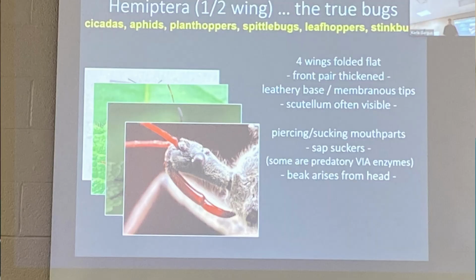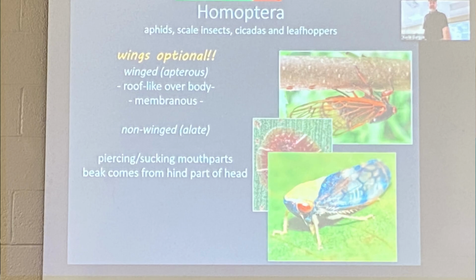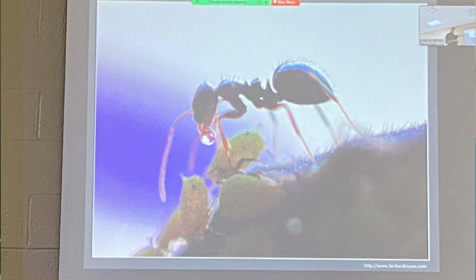Hemiptera, half a wing, the true bugs. Cicadas, aphids, stuff like that. 4 wings folded flat, front pair thickened, leathery base, membranous tips, piercing and sucking parts. They host on woody deciduous ornamentals. Homoptera are like aphids, scale insects, and cicadas. And that's a little ant.